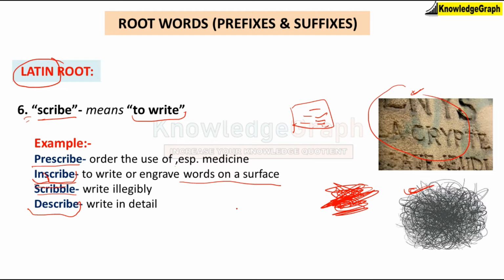Describe. Describe is to write in detail. In your school time or even now, people tell you to describe certain words or a certain context or text. So you have to write it in detail. Describe population, pollution, what's happening in the universe. So you have to write in detail. That's describe.